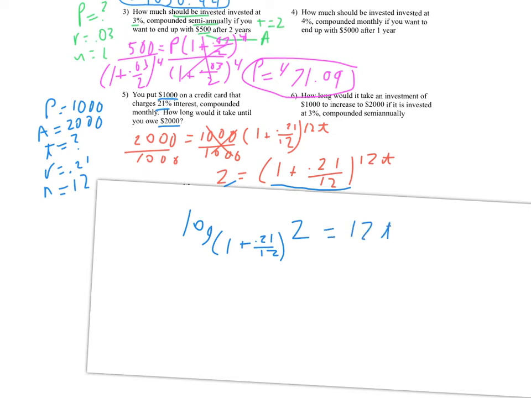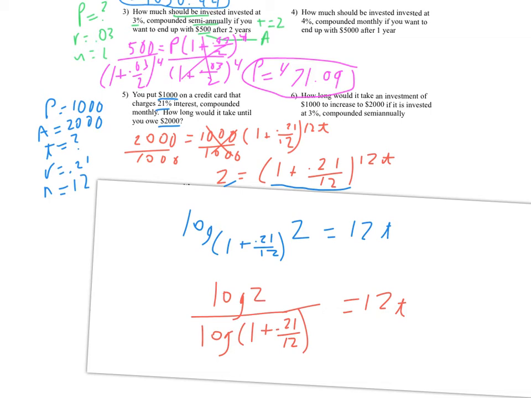So now remember, when we type this in the calculator, we always do it as log of the top one over log of the base. And so this is going to be how I type it into the calculator. And that equals 12t. So I am going to type that in the calculator now. You can, once again, use decimals for that. Log 2 divided by log of 1 plus 0.21 over 12.